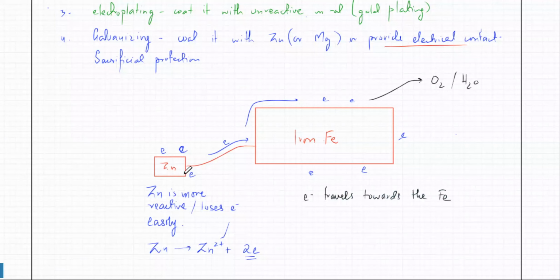So the electrons gained by oxygen and water are actually coming from the oxidation of zinc. Is this point clear? Yes.